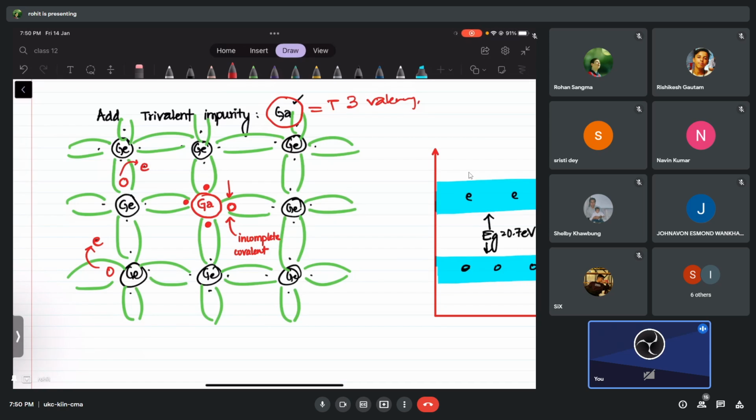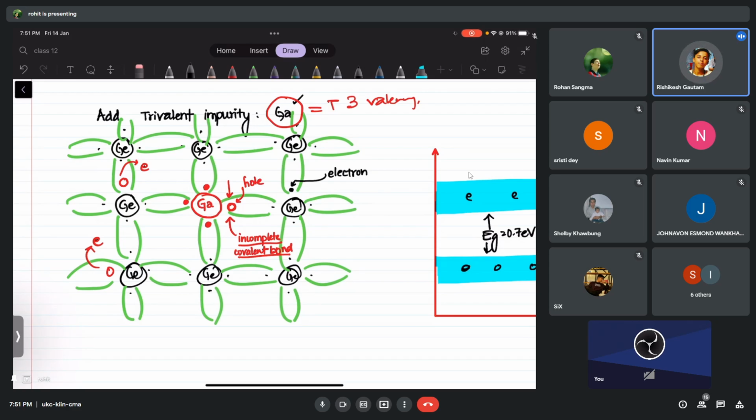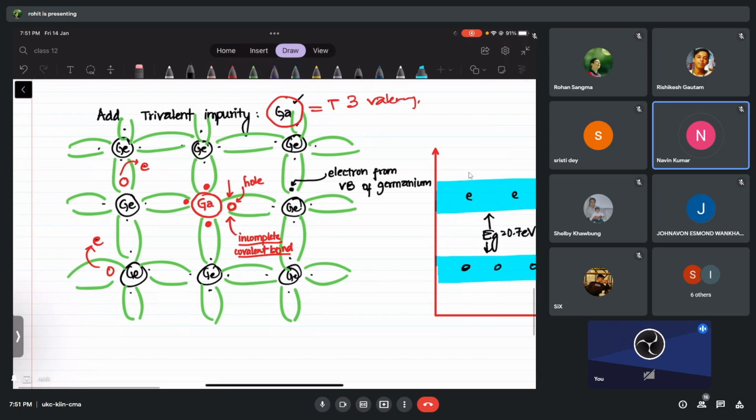It is like an incomplete covalent bond, and whenever we have an incomplete covalent bond, that means this is going to behave like a hole. And the electron, look at this. Is this free, or just an electron? Electron from where? Germanium. From anywhere, or the valence band of germanium? Valence band of germanium. If it were free, it would be in the conduction band. It is not free, it is present in the valence band. So it's an electron from the valence band of germanium.